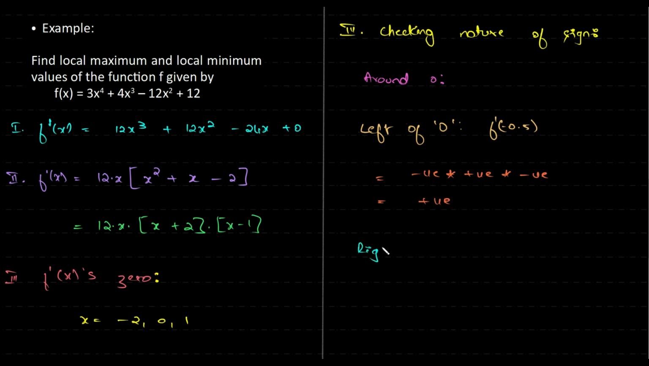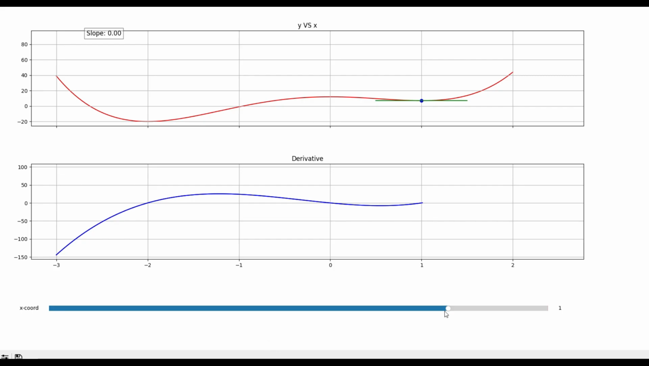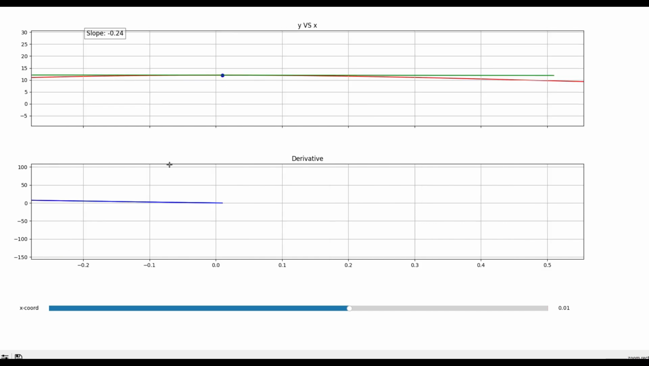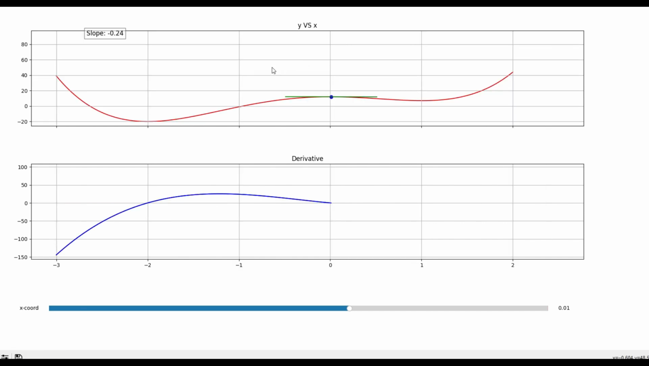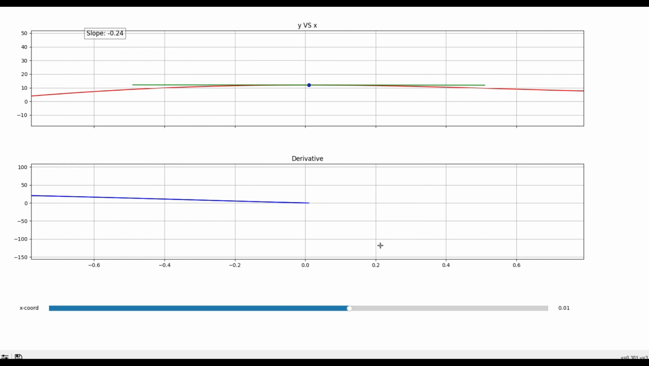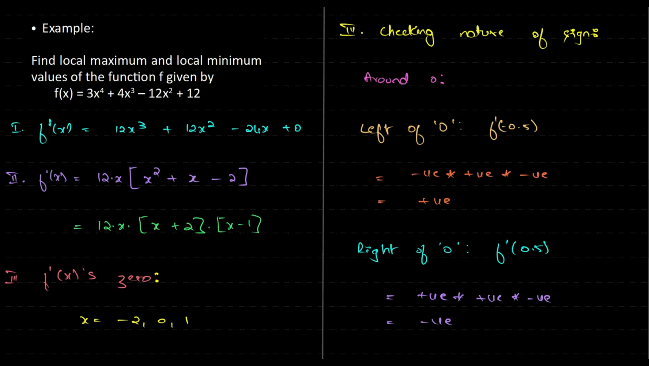And next we'll look at right of 0. So f prime of 0.5. So that would be positive and then positive and then negative. So overall answer is negative. So as you can see from this graph, at 0 what is happening? It's a peak, is it not? It's a local maxima. Can you see that? It's a local maxima. Here the slope is positive and then it's negative. That's what we got.